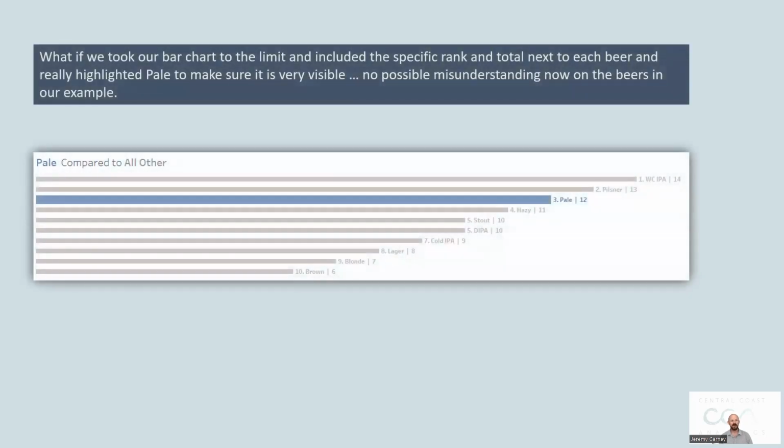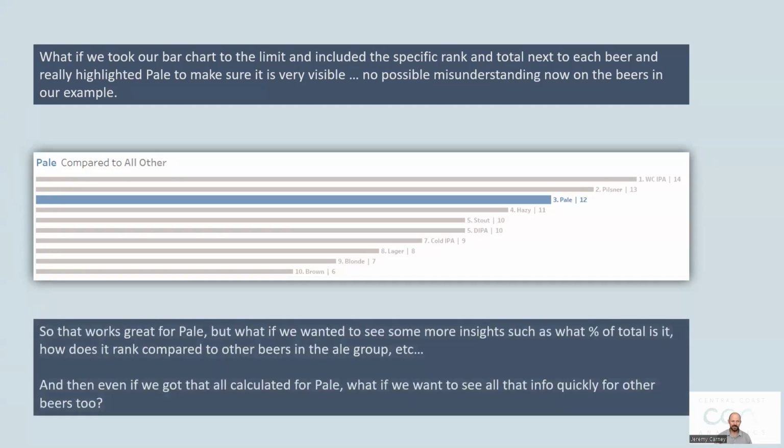So now, what if we took our bar chart to the absolute limit of what bar charts can do and include the specific rank and total next to each beer and highlight pale specifically to make sure it's very visible on the screen? So now there's really no possible misunderstanding on the beers in our example. So it works great for pale because we've highlighted that.